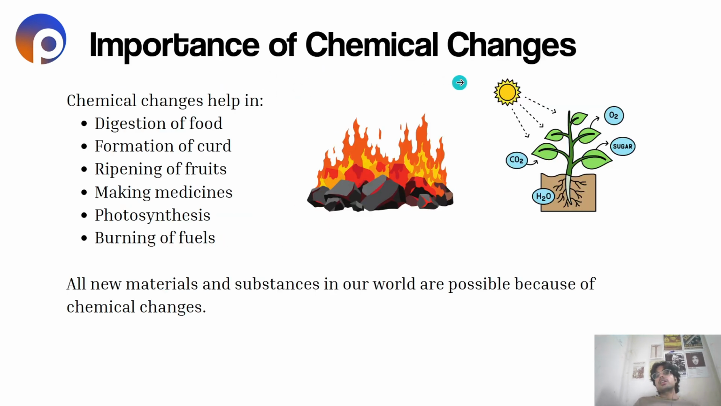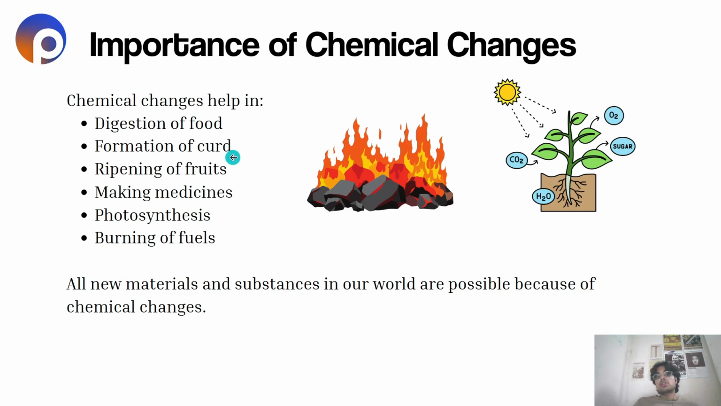Now, what is the importance of chemical changes? Chemical changes help in digestion of food. So the food we eat reacts with different acids in our stomach, and they form enzymes. That's why we get our energy, and it works as a fuel for our body. So digestion of food is also a chemical process.